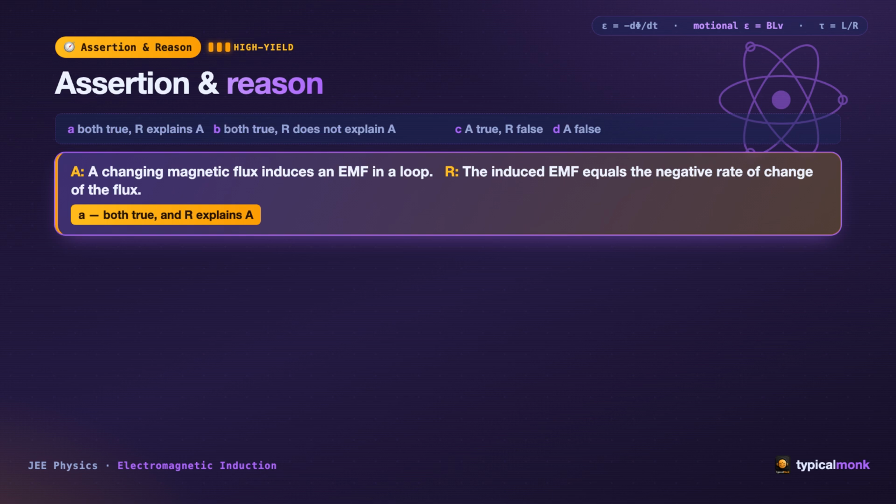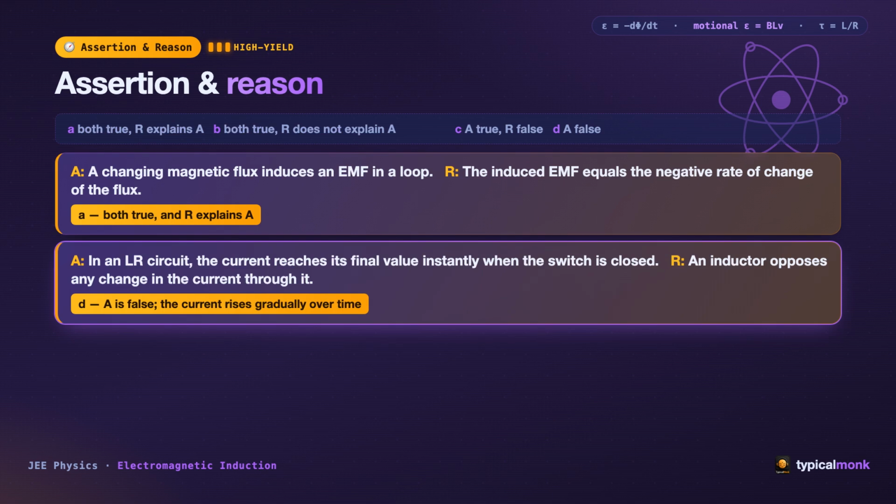Now an assertion and reason drill. For each pair, are both true, and does the reason explain the assertion? First pair. Assertion. A changing magnetic flux induces an EMF in a loop. Reason. The induced EMF equals the negative rate of change of the flux. Both are true, and the reason directly explains the assertion. That is Faraday's law. Exactly. The answer is A. Second pair.